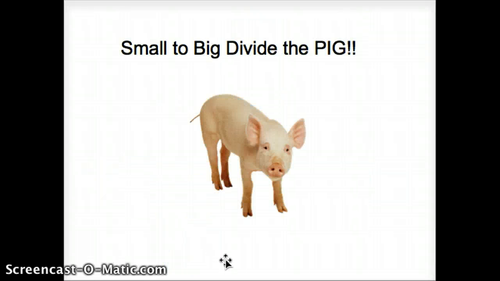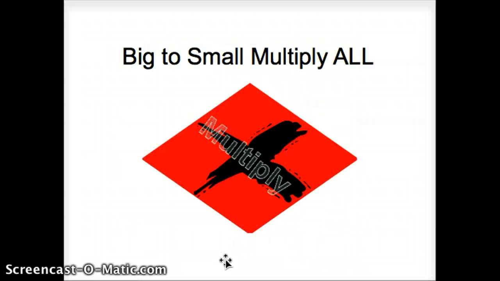Or another one, if you can remember, small to big, divide the pig. So if it's a smaller unit going to a larger unit, we're going to divide. And if it's a larger unit to a smaller unit, big to small, you're going to multiply. Okay? Either way is perfectly fine. Whatever helps to remember what you're going to do.